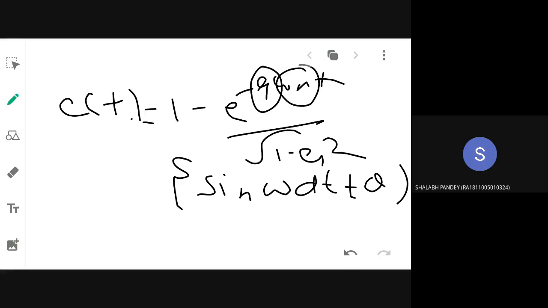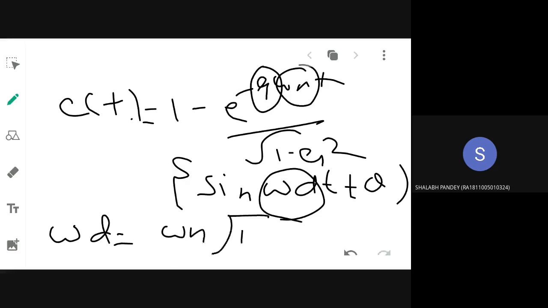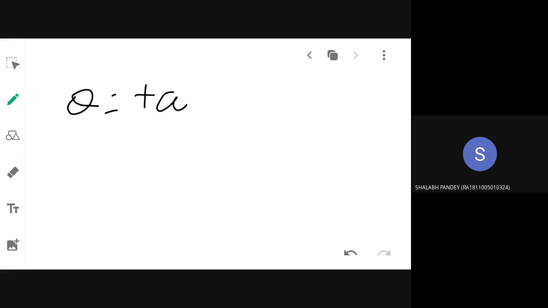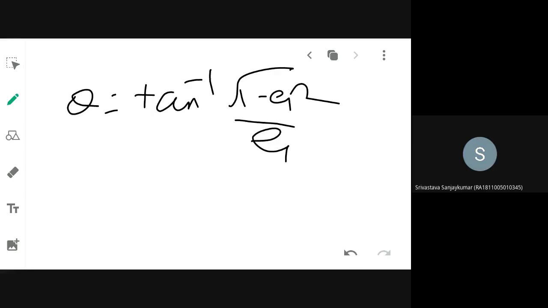What is omega n is known to you. Only the unknown term is omega d. Omega d will be given by what formula? Omega n into square root of 1 minus zeta squared. Theta is also known to you. What is theta? Theta is equal to tan inverse of square root of 1 minus zeta squared divided by zeta. All the things you can calculate, and you can substitute theta in the final formula. That way you can do if you remember the final formula, or otherwise you have to proceed from partial fraction expansion. Either way you can solve the problem.